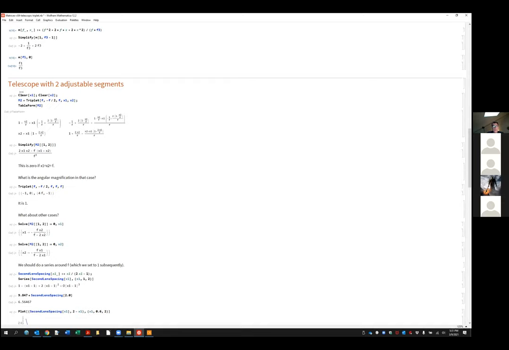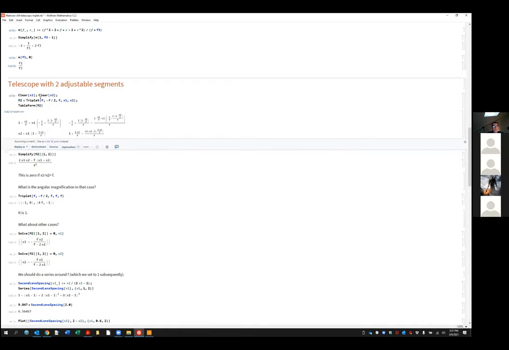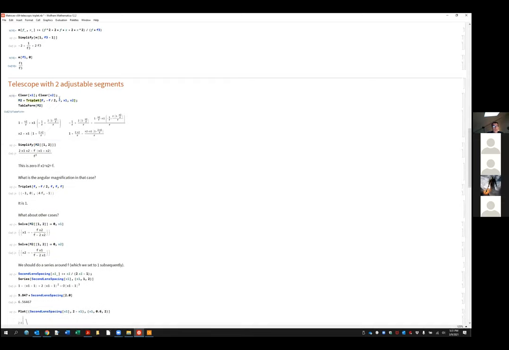All right, so let's set up the matrices for that. We're going to try a triplet that's symmetric. At least it could potentially be symmetric. And the reason why is that if we want a magnification of one, you can prove that the symmetric case has the fewest aberrations. So we want it to have some default configuration that's pretty good. So we're going to make it symmetric, F, minus F over 2, F.